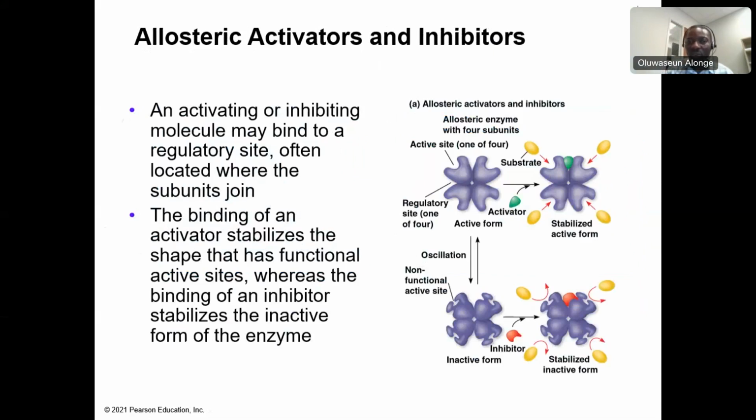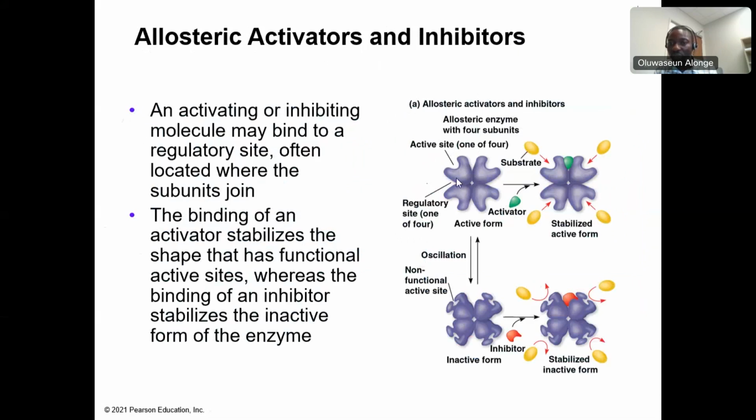So allosteric regulators bind to the allosteric site on the enzyme, and that will prevent the substrate from binding. It will affect the enzyme activity. So there are allosteric activators and inhibitors. Here are allosteric enzymes with 4 subunits.